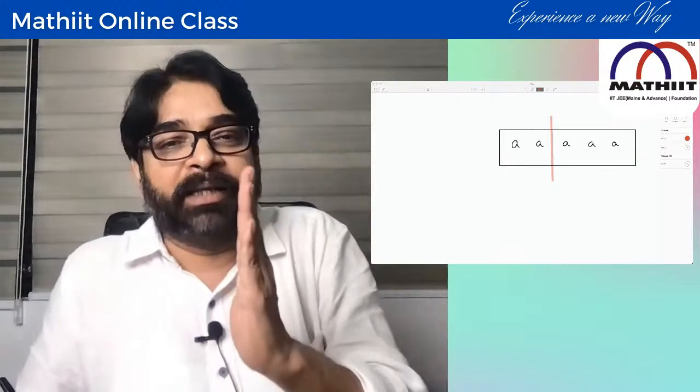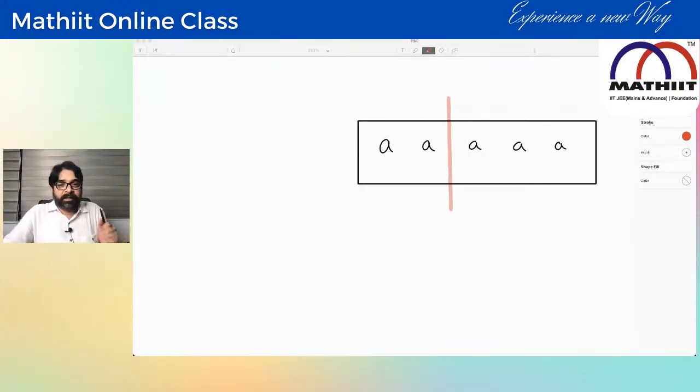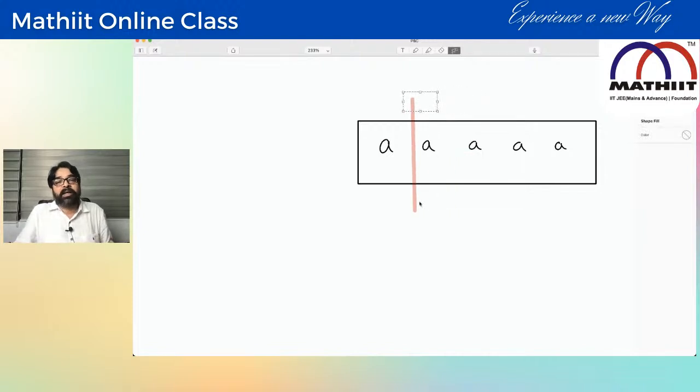I just kept my hand there. So you can see very clearly here that one group contains 2 objects. Another group contains 3 objects. Now I will move this hand here. One group contains 1 object, the other group contains 4 objects. I will shift here. One group contains 0 objects because there is no object here. The other group contains 5 objects.